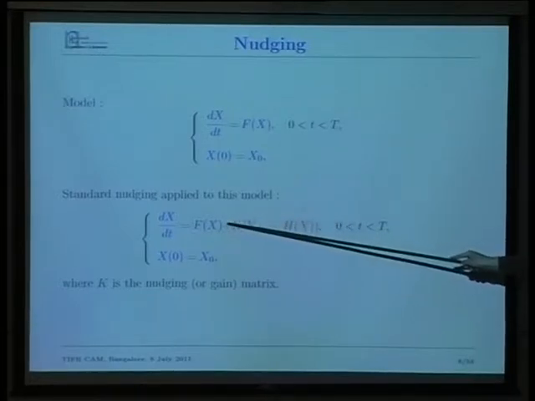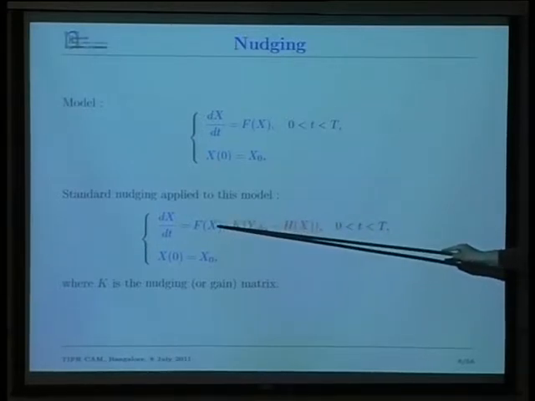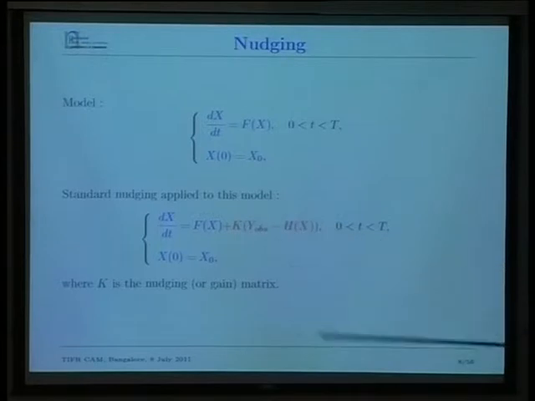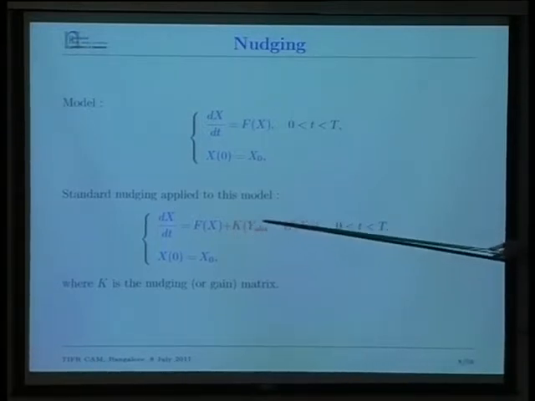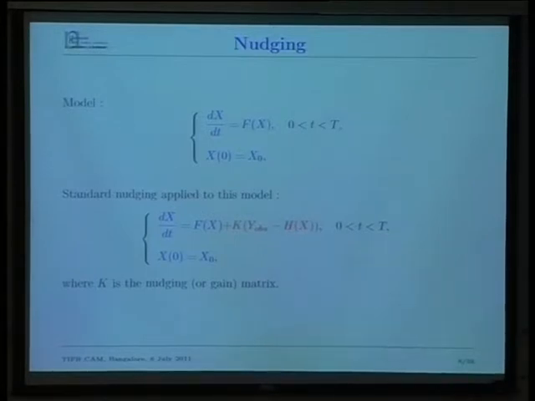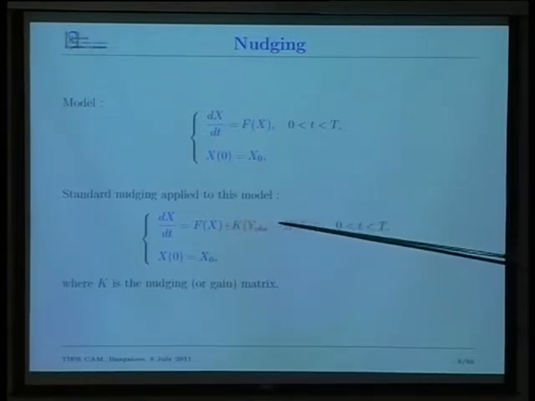And the idea is that this feedback will make the solution x converge, or get closer, to the observations. It's like minus kx. If you remove the observation operator, you have minus kx, so you just nudge to the observations.